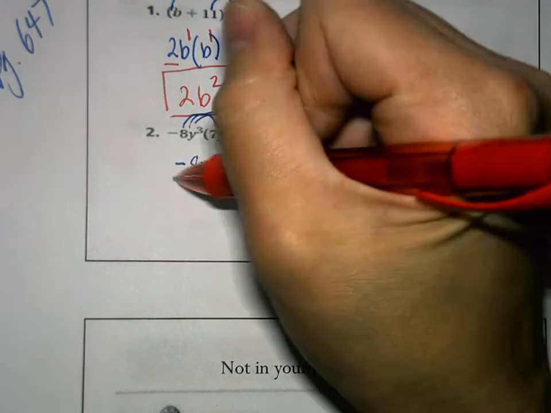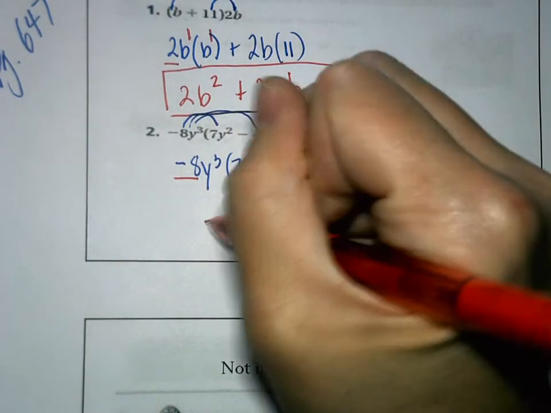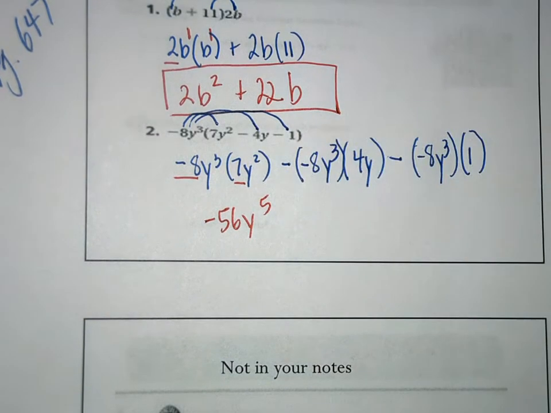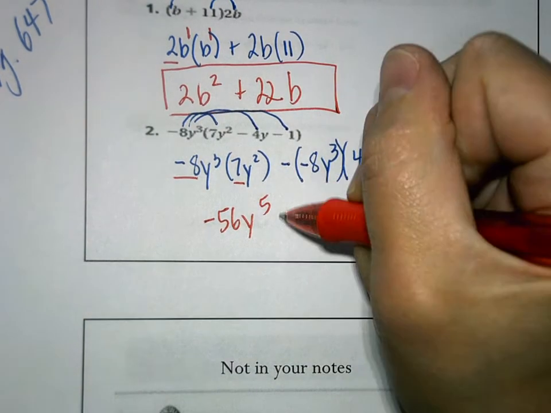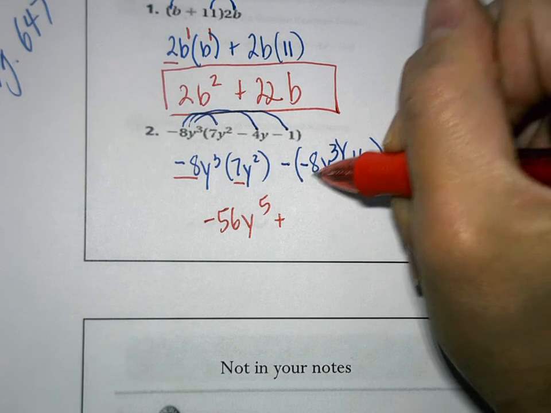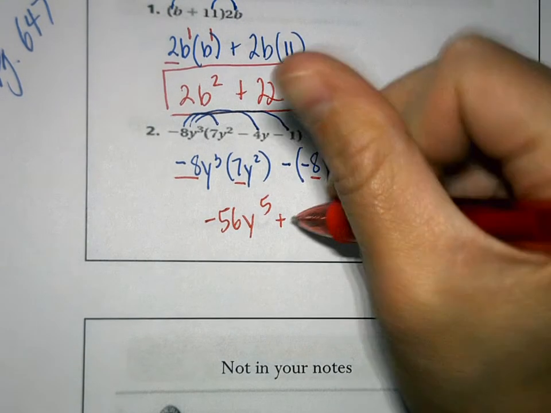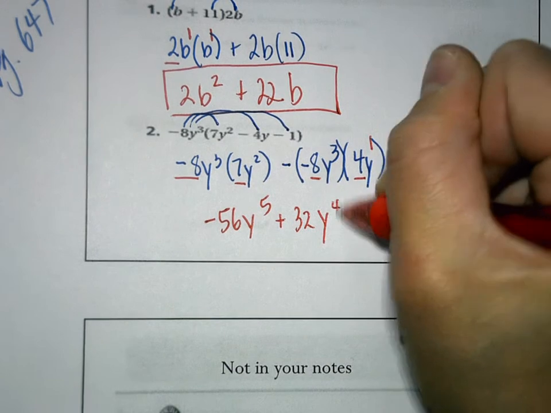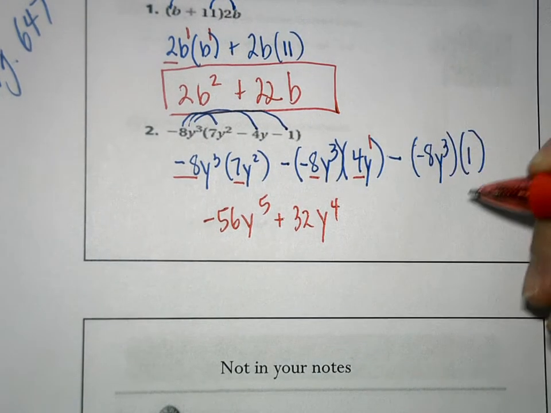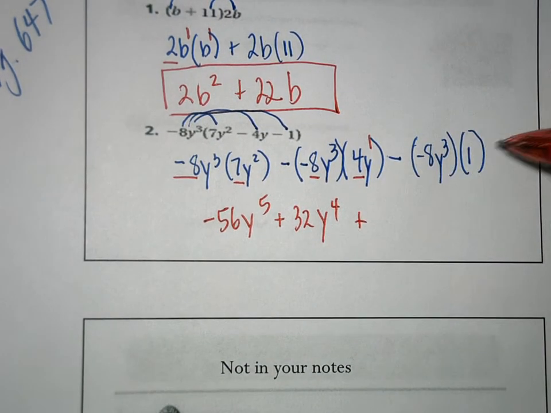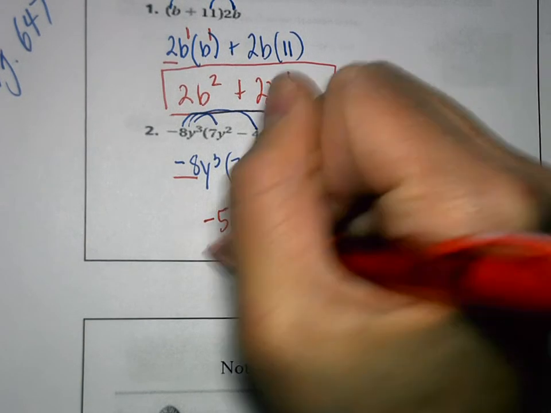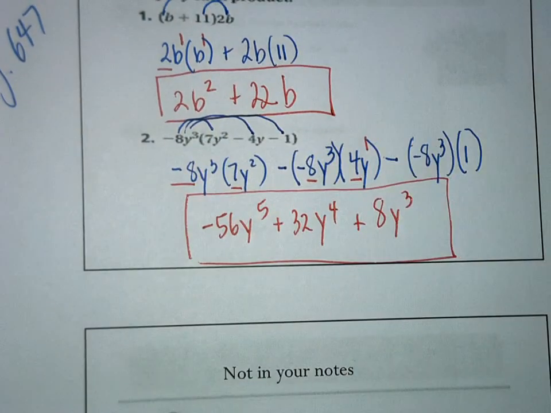At the beginning though, we have negative 8 times 7, which makes negative 56, and we have y to the fifth. 3 plus 2 is 5. A negative and a negative, we just said, makes a positive, and I have 8 times 4, which is 32, and that is y to the fourth. Here again, 2 negatives make a positive, and then we have 8 times 1, which is 8, y to the third. Hopefully you got that answer.